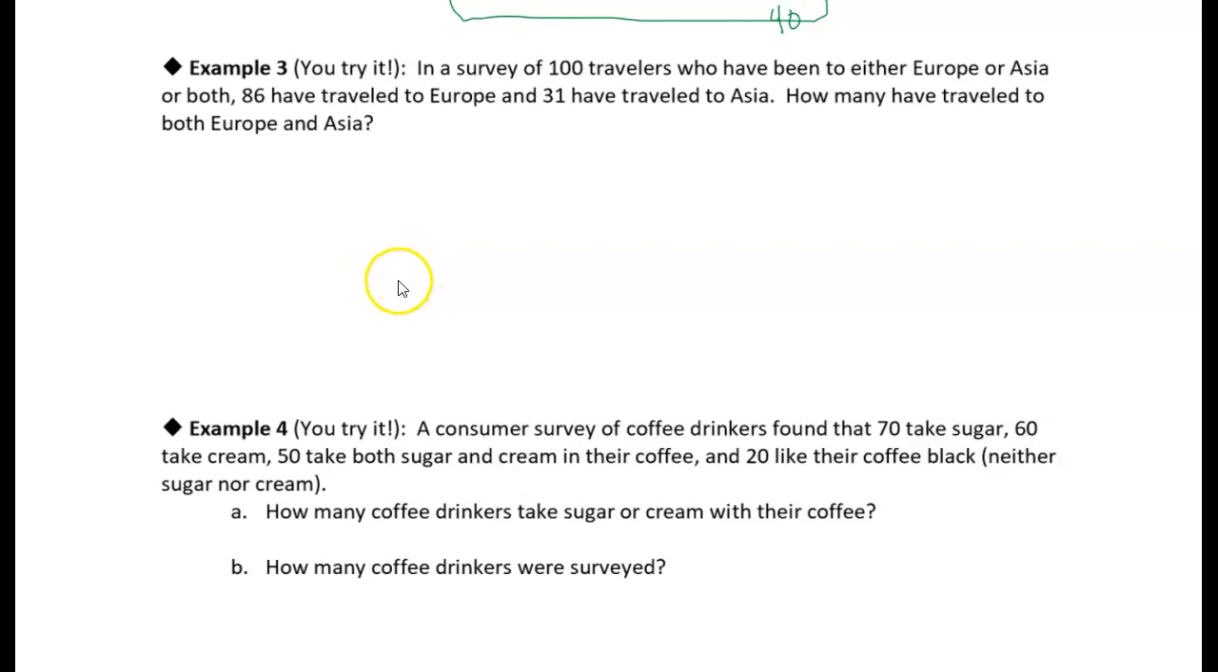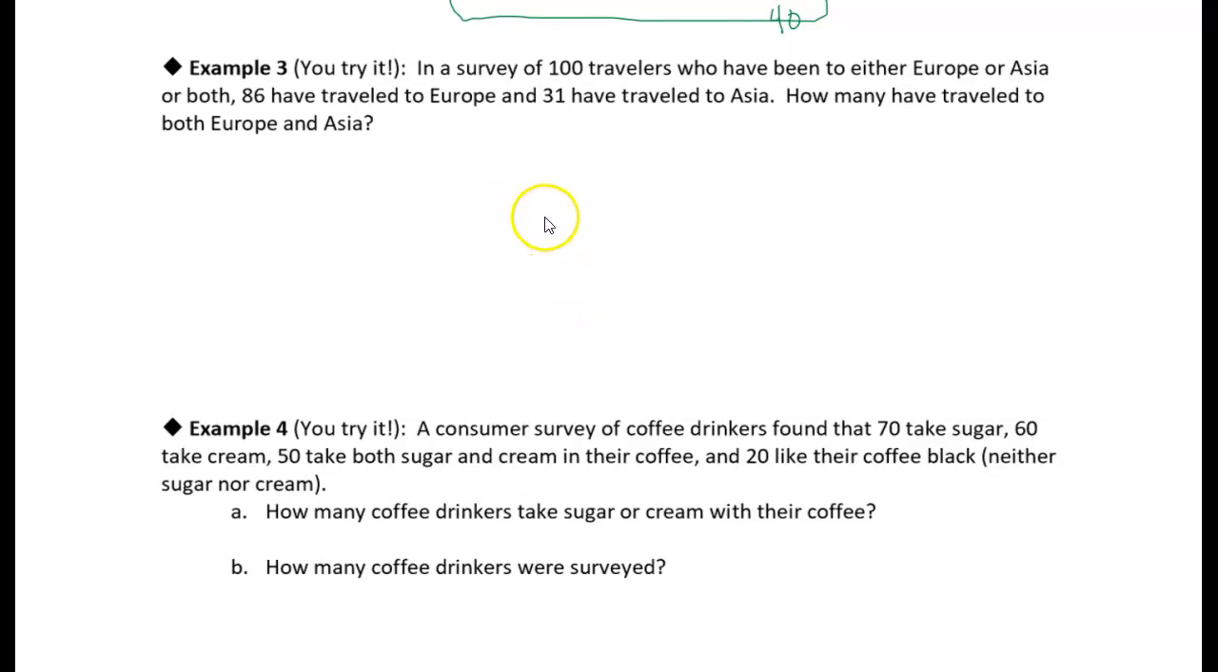Okay, in this next example, it says in a survey of 100 travelers who have been to either Europe or Asia, or both, 86 have traveled to Europe and 31 have traveled to Asia. How many have traveled to both Europe and Asia?